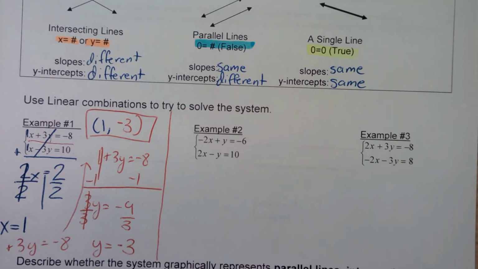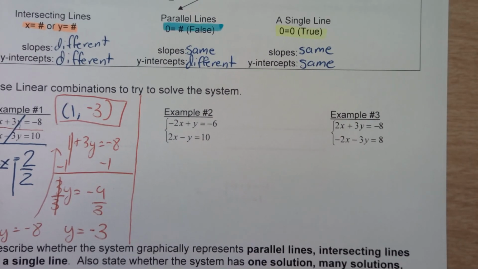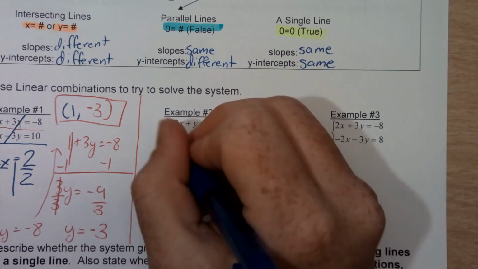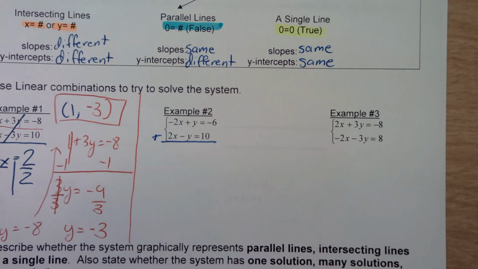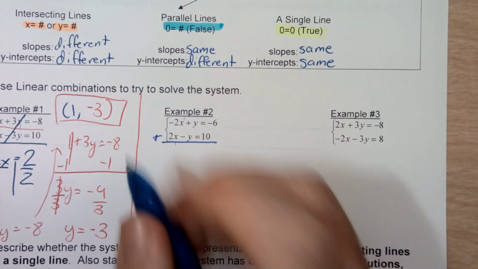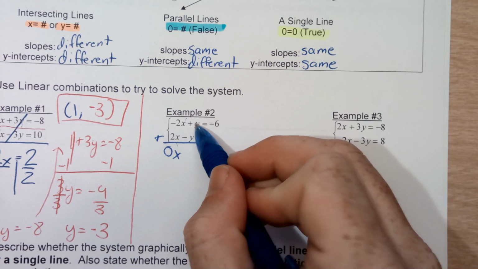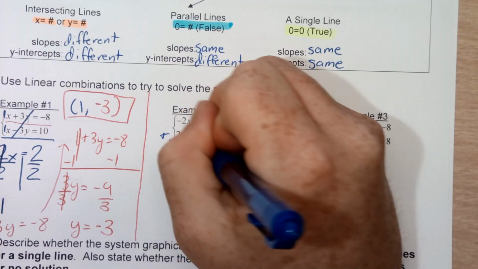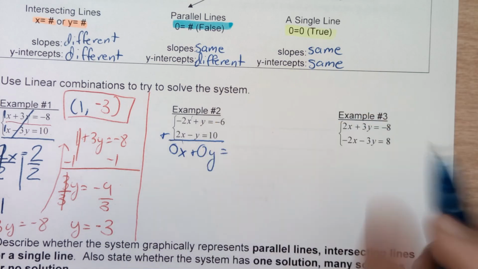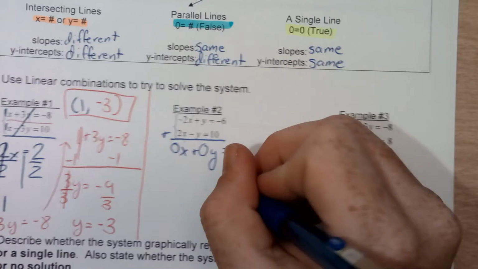Now let's move on to example 2. When we look at it, we can add right together because we already have opposites. We have negative 2x plus 2x, that is 0x. Then we have positive y minus y, that is also 0y, so plus 0y equals negative 6 plus 10, which would give me a positive 4.